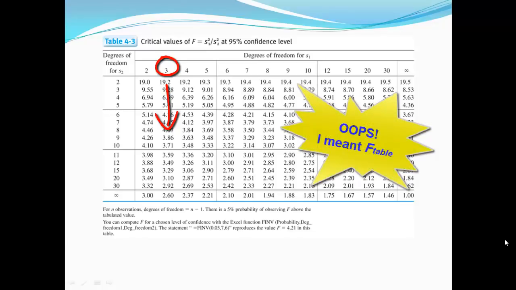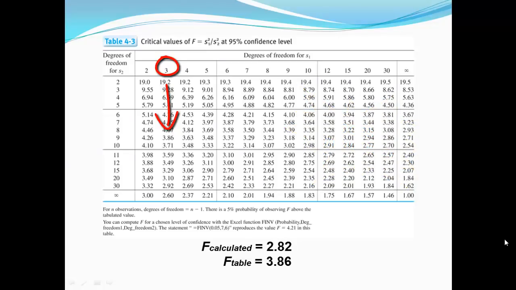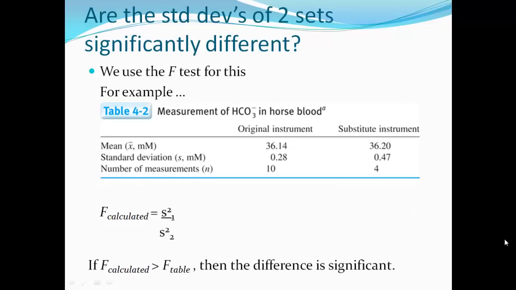So as a matter of fact, your F calculated is lower than your F table. So that means that those standard deviations are actually not that different. They're not significantly different. So we can be confident that the new instrument that they're using to test the bicarbonate in the racehorse's blood is as valid as the original instrument that they had validated a long time ago.